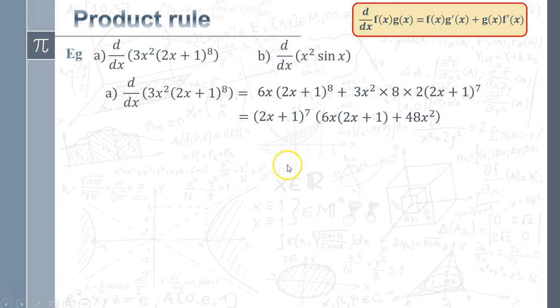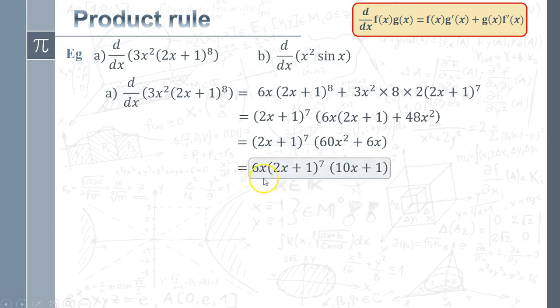All that leaves me to do now is tidy up what's going on inside the brackets. I'm going to do that by multiplying out there and collecting terms together. There we go, and we can see straight away inside that bracket now I can do a bit more factorising, so I can take a 6x out of there. And so we've got 6x times (2x plus 1) to the power 7 times (10x plus 1), and there you go.